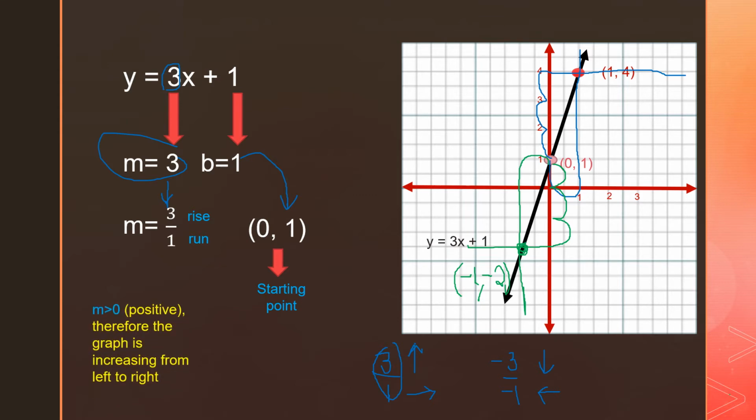And as you can see, our slope is positive. The slope is greater than 0. Therefore, the graph is increasing from left to right.